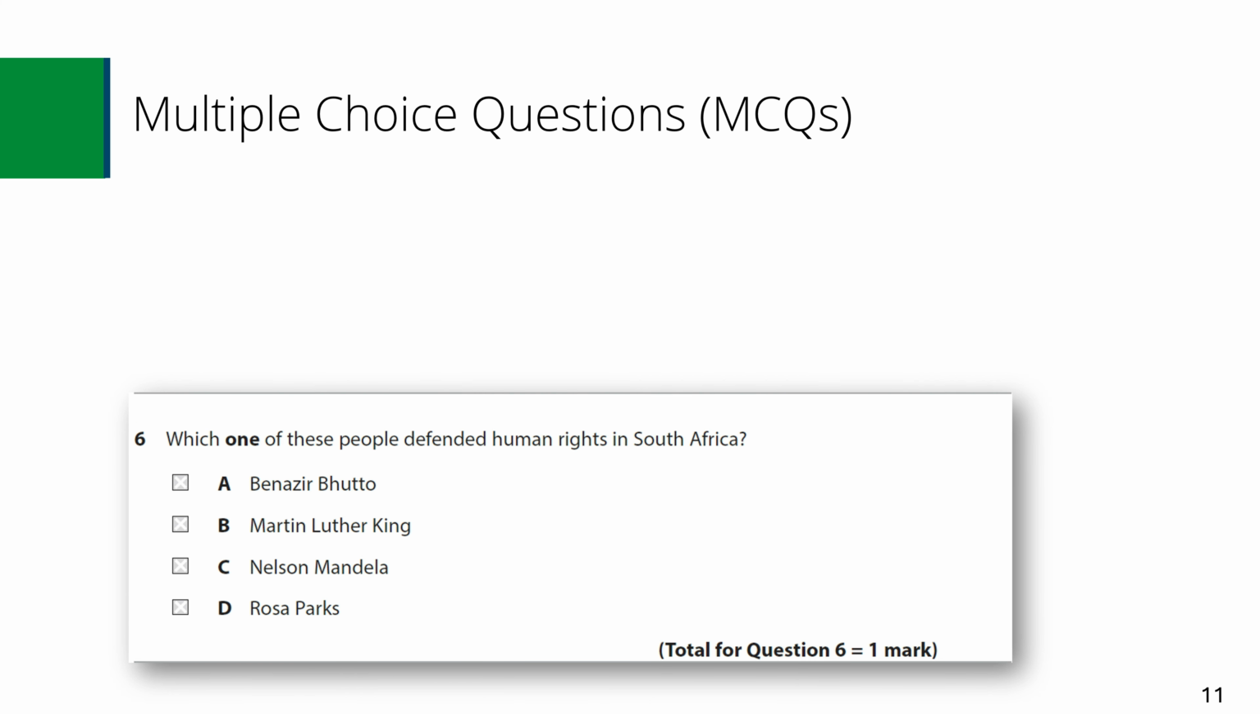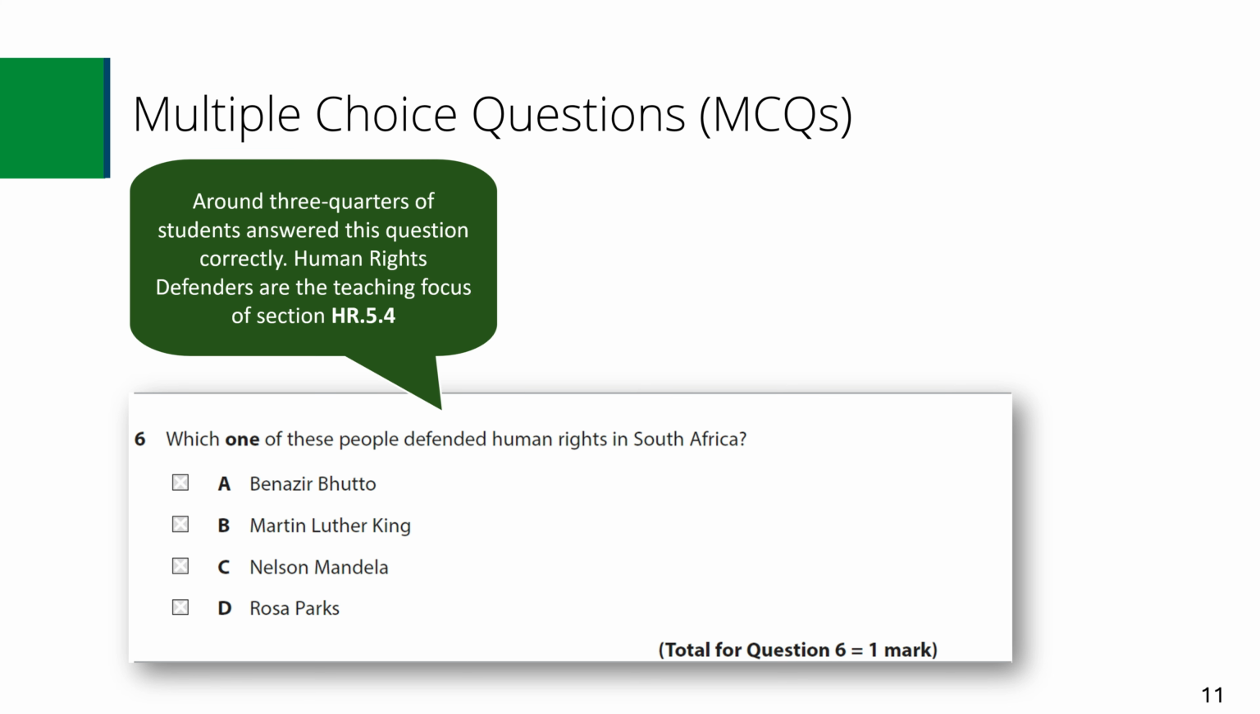Here is another example of a recall question. Which of these people defended human rights in South Africa? C, Nelson Mandela. Around 3/4 of students answered this question correctly. Clearly, Nelson Mandela's work was well known. Human rights defenders are the teaching focus of section 5.4.